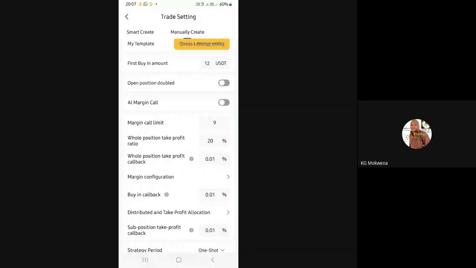On the trade settings page, you can do anything. You can edit all the parameters according to what you desire. So in this case, margin call limit, we have 9. All of them are taken. And then position number 9 is the one that is at the lowest.